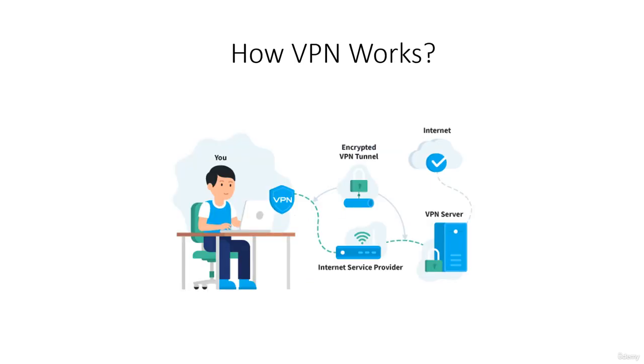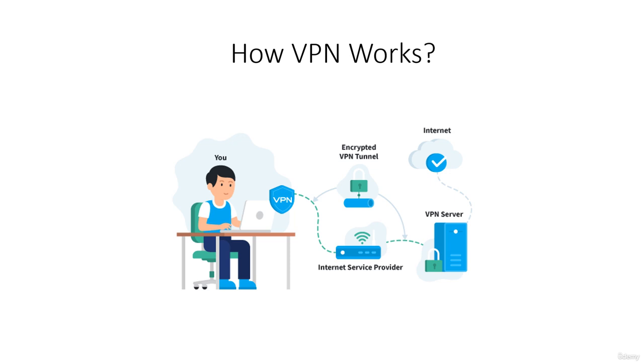So how does VPN work? Connecting to a VPN is generally quite simple. After subscribing to a VPN provider, you download and install a VPN software. Then you select a server you want to connect to, and then the VPN will do the rest of the things for you. You don't have to do anything.